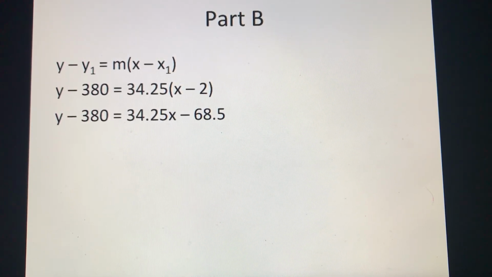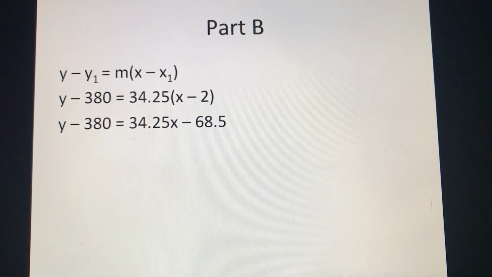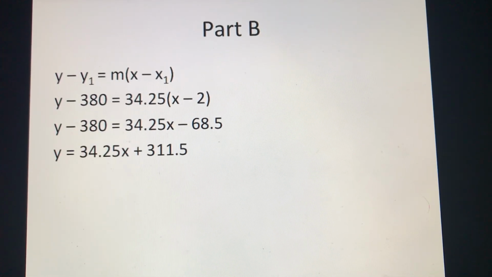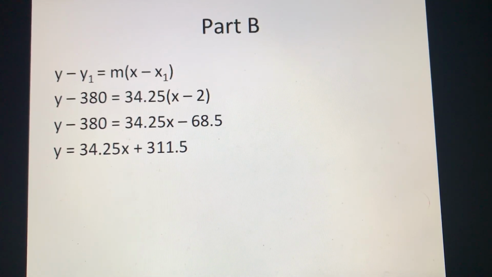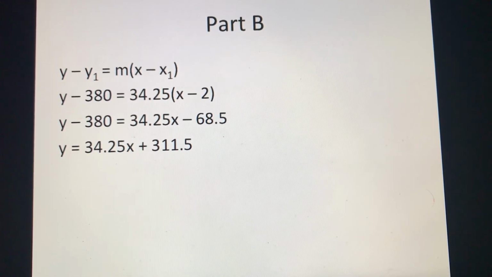You can add the 380 to the right side to the negative 68.5 to get y equals 34.25 times x plus 311.5, which is in y equals mx plus b form. This is your final answer.